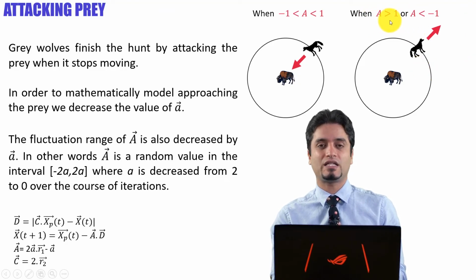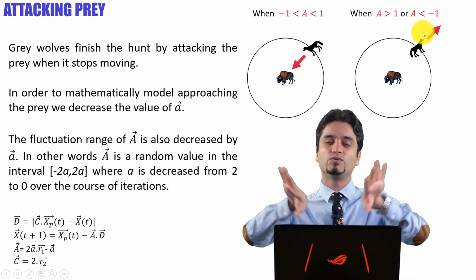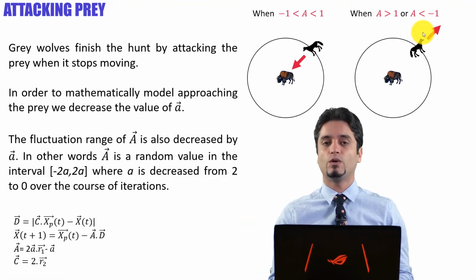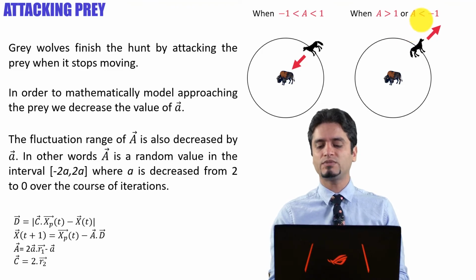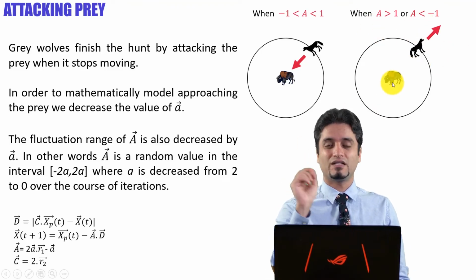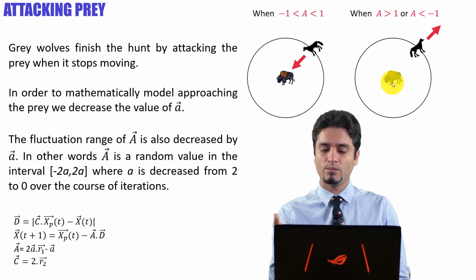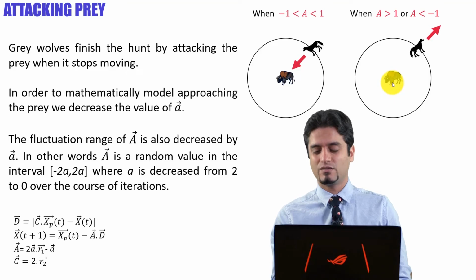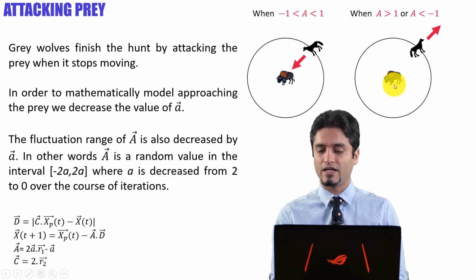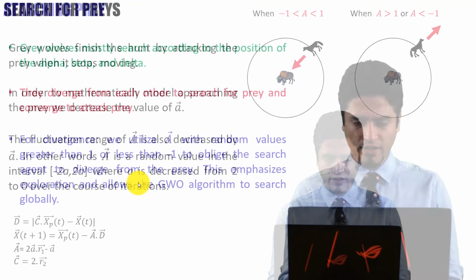So if A is greater than 1 or less than -1, that is where the gray wolf moves outward, moves away from the prey. When I'm saying prey here, don't get me wrong, that means the location indicated by the 3 best wolves, alpha, beta, and delta. But to make it simple and more intuitive here, I use the term prey, and I use an icon of a buffalo. And I think that is everything.